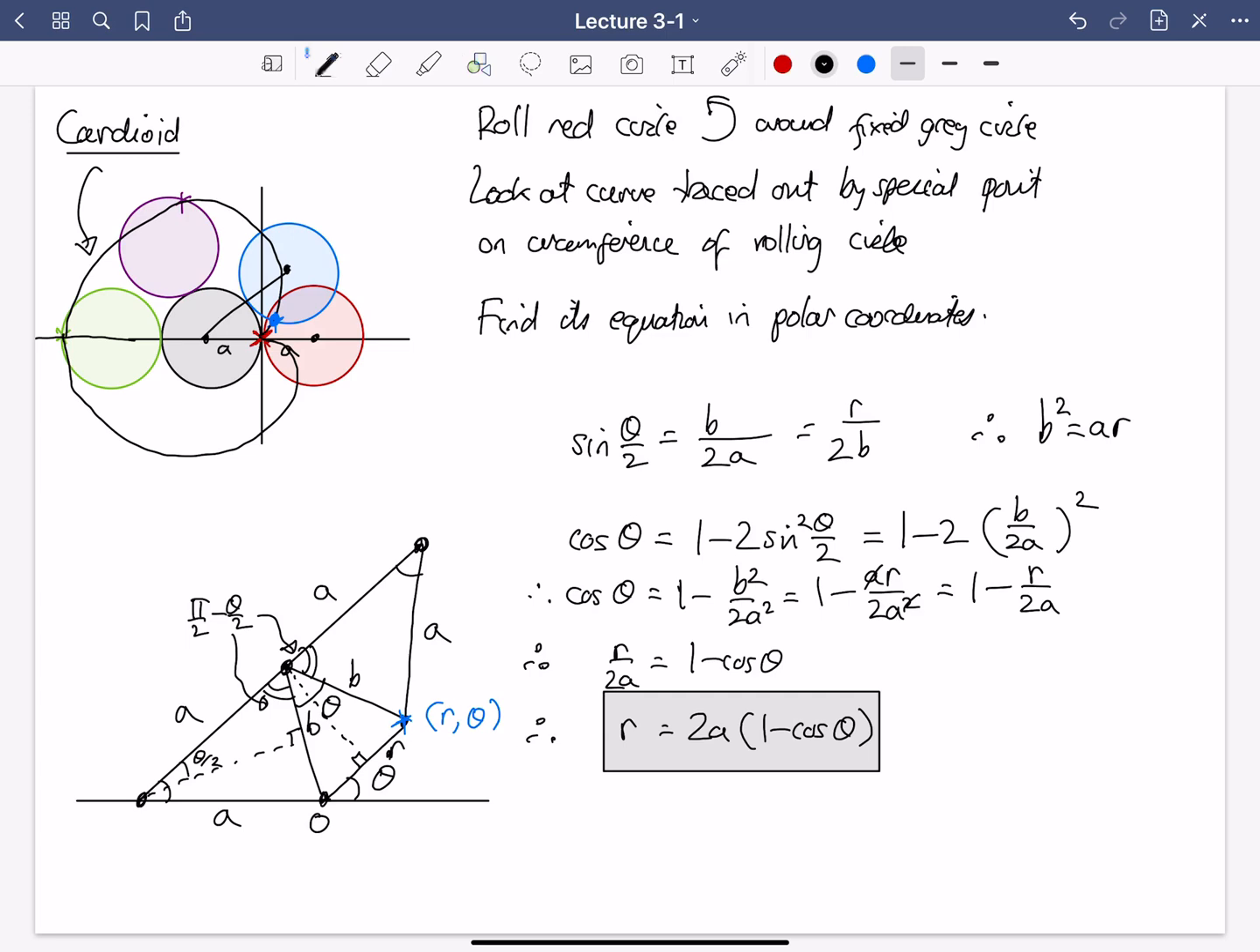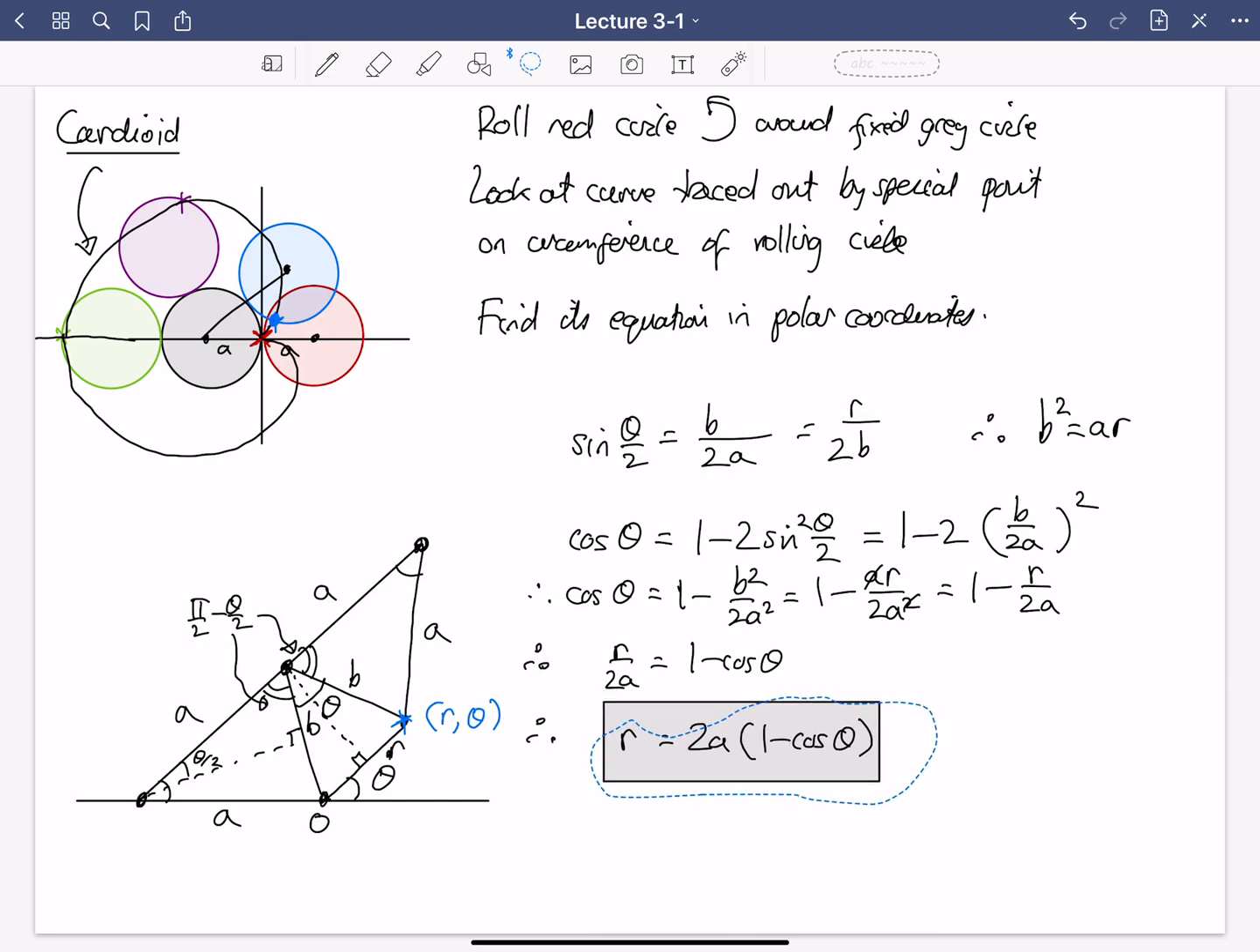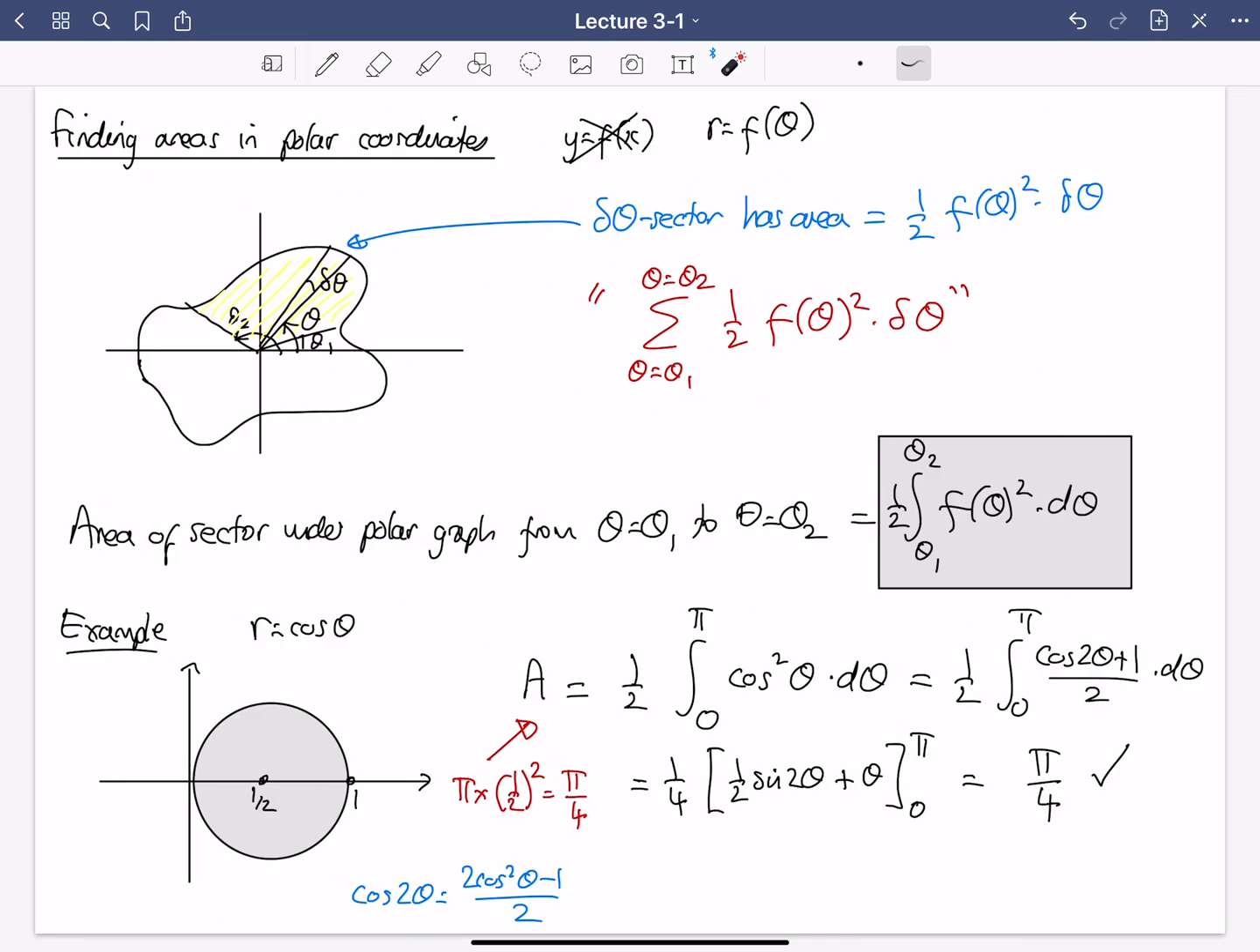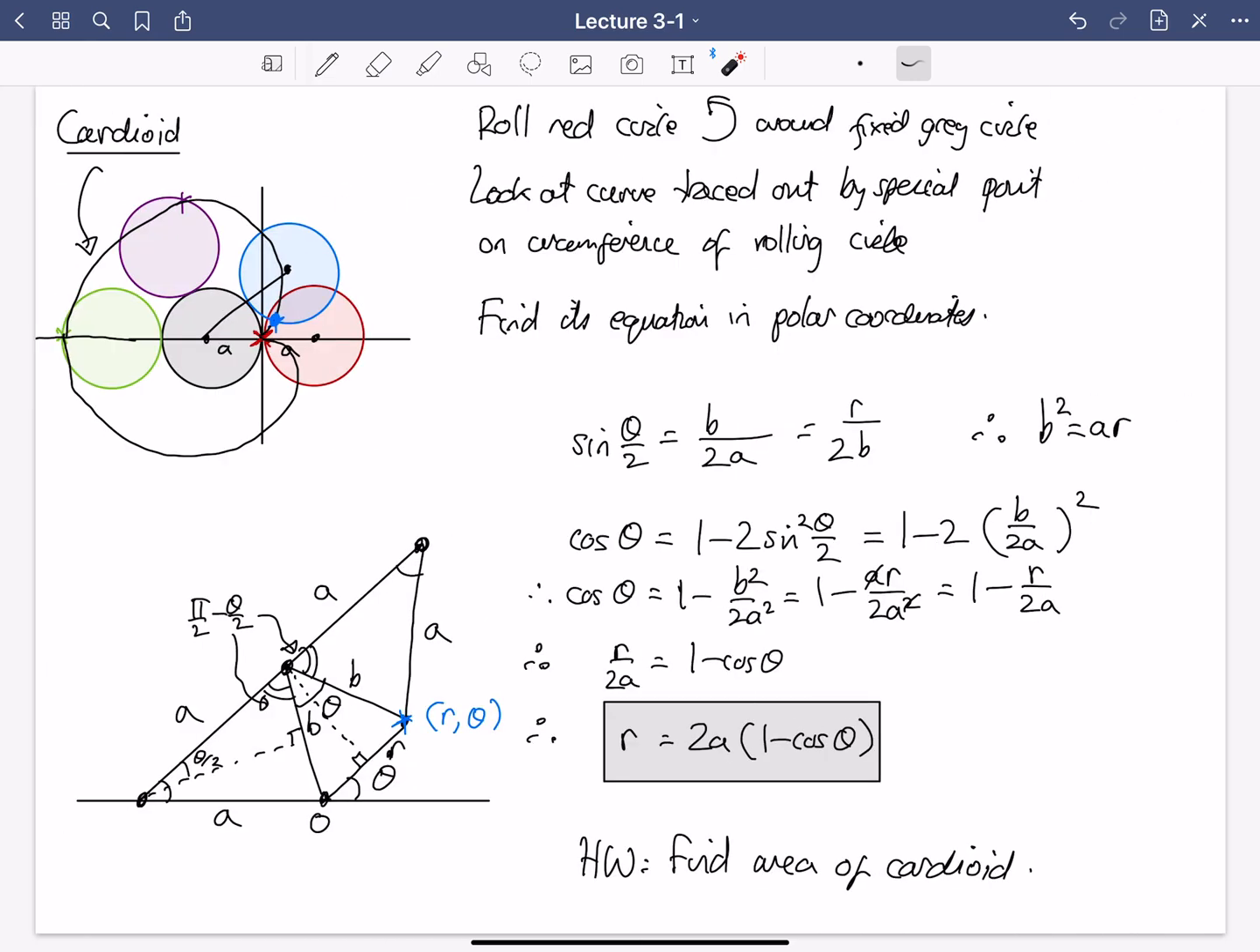I'm not actually going to do anything with that right now. I wanted to derive it because I'm going to get you to do something with this on the homework. I'm going to get you to calculate the area of the cardioid. And so to do that, you'll need to know the equation, and then you're just going to use the formula for the area of a sector of a polar graph. So putting those two things together is quite a fun exercise to find the area of that cardioid.